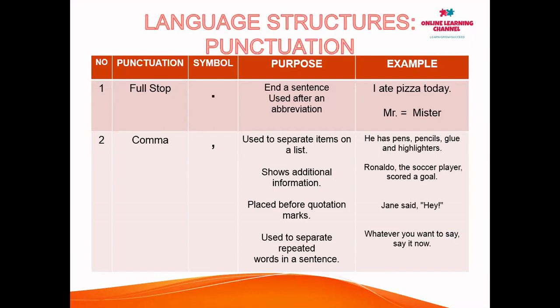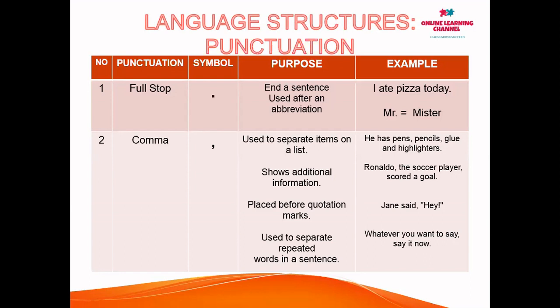Let's move on to the comma. Comma, you need to pay very careful attention. There's many ways we could use this. Firstly, used to separate items on a list. So if we're making a list for our mother, father, they're going shopping, we're helping them, we're writing out the list. Let's try this. He has pens, pencils, glue, and highlighters. So we're dividing all the things that this boy has. Even if we were writing a list, we'll divide it, right? You put a comma in between each thing that belongs to him.